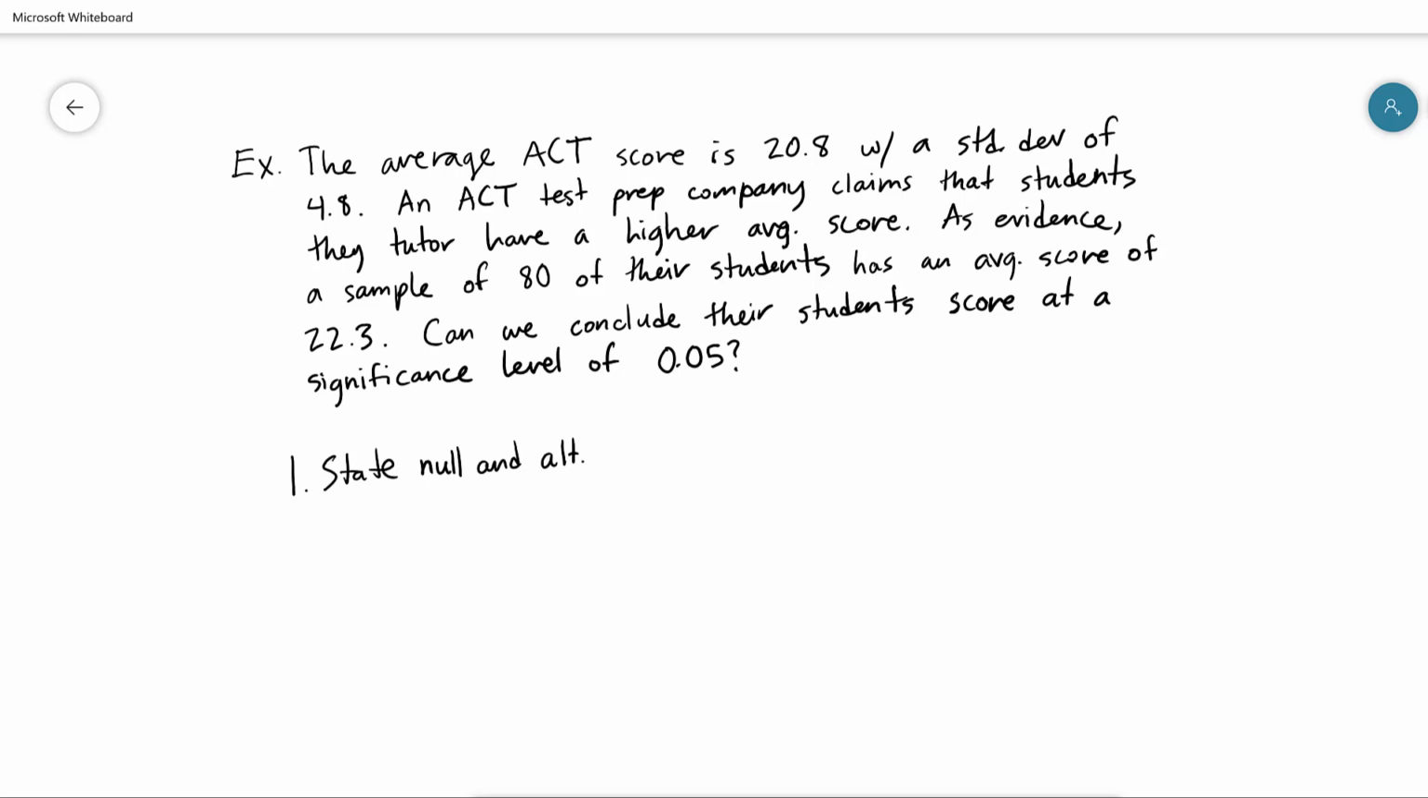and alternate hypothesis. So rereading the question, it says that the average ACT score is 20.8 with a standard deviation of 4.8. But this ACT test prep company claims that their students have a higher average score. And as evidence, they show that a sample of 80 of their students has an average score of 22.3. Can we conclude that their students scored a significant score higher? Let me sneak that in there. Score higher at a significance level of 0.05.